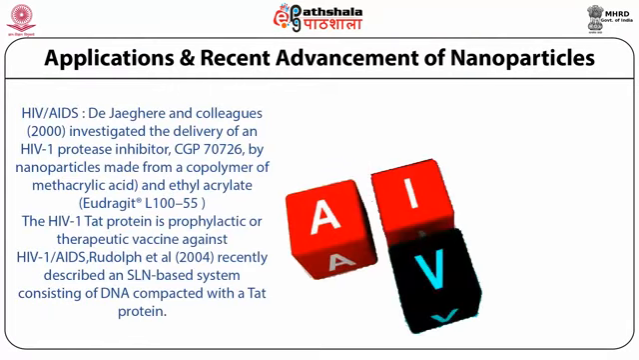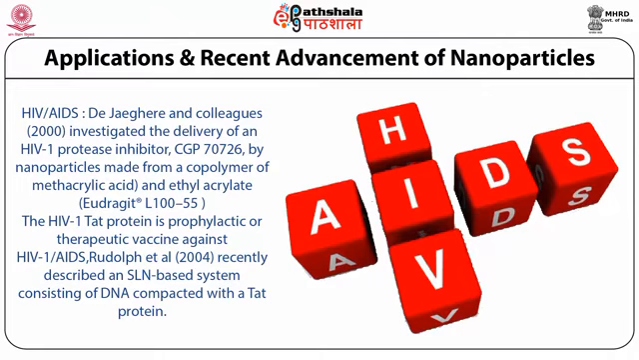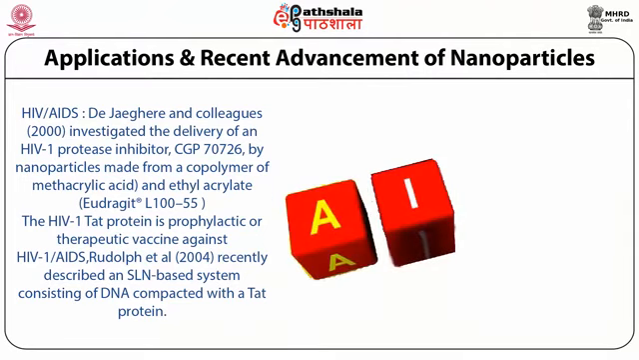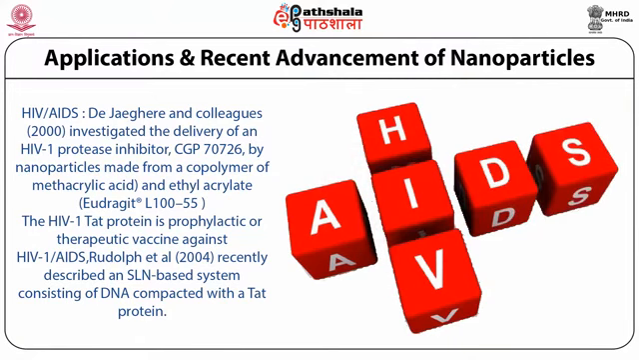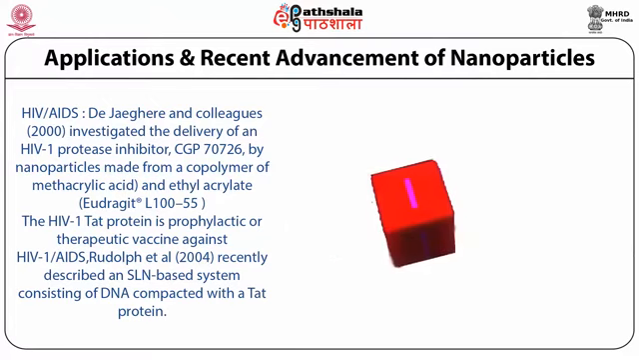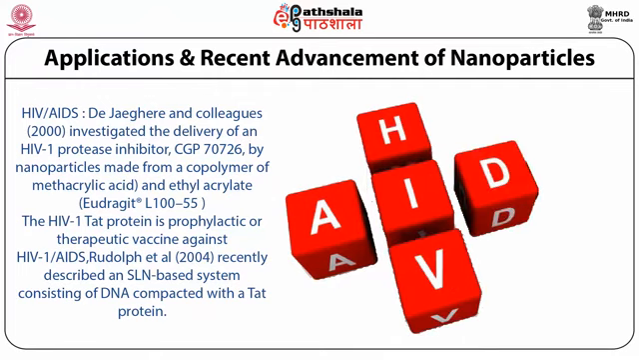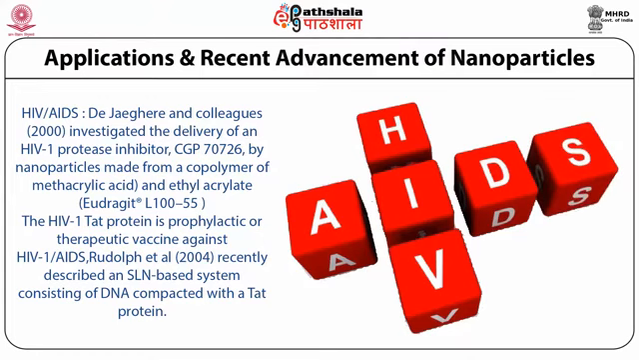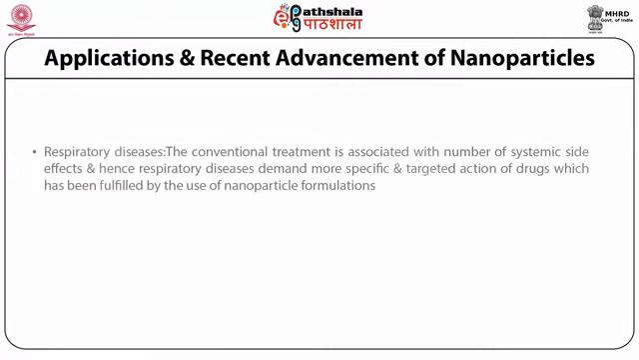De Jaeger and colleagues in the year 2000 investigated the delivery of an HIV-1 protease inhibitor, CGP70726, by nanoparticles made from a copolymer of methacrylic acid and ethyl acrylate, that is Eudragit L155. The HIV-1 TAT protein is a prophylactic or therapeutic vaccine against HIV-1 AIDS, as per the study of Caffaro et al. 1999 and Caputo et al. 2004. Rudolph et al. in the year 2004 recently described an SLN based system consisting of DNA compacted with a TAT protein.